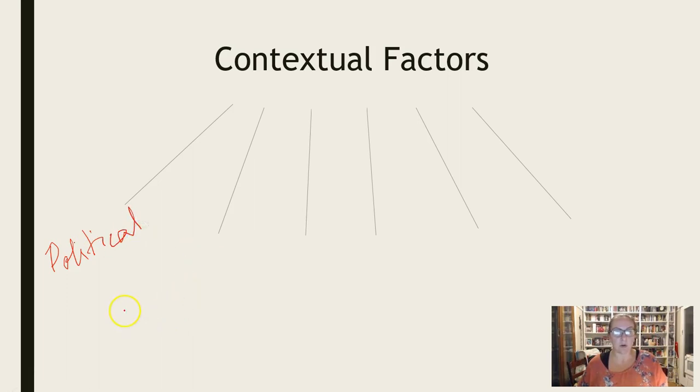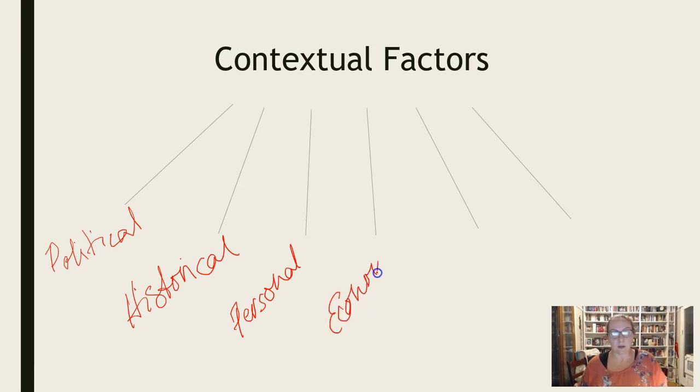We've also got the historical factors. So what was happening at the time that the story was written and what was happening at the time that the story was set. We've got personal factors. So what was it that was happening in the author or composer's life at the time that they created that text that made them want to make it. We've got economic factors. So what was going on in the economy at the time that made people want to write that book, and what was happening that made the characters act the way they did.